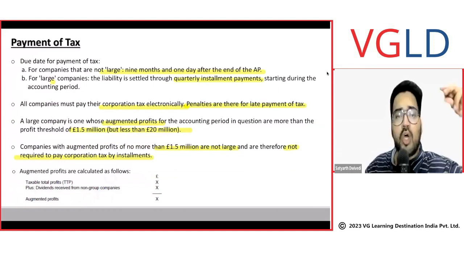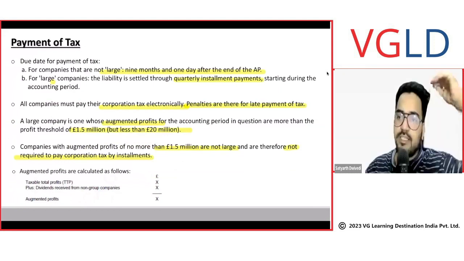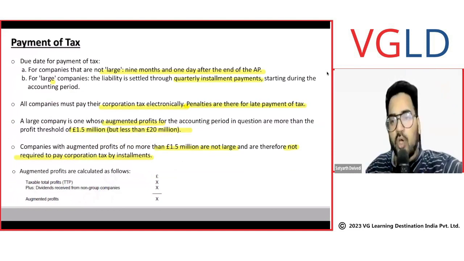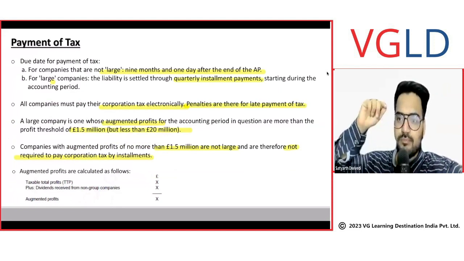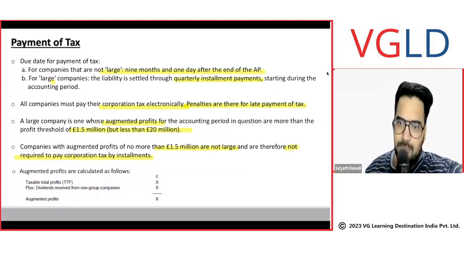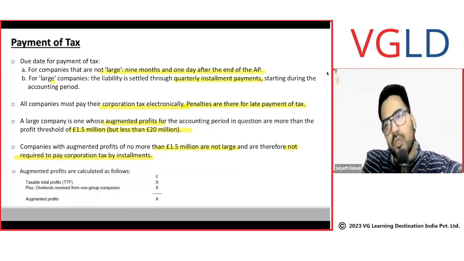Yes, quickly. For non-large companies, who will tell me? I just did it with you. Non-large company, 9 months and 1 day. So 9 months means whenever your AP ends, from that date to 9 months and 1 day.